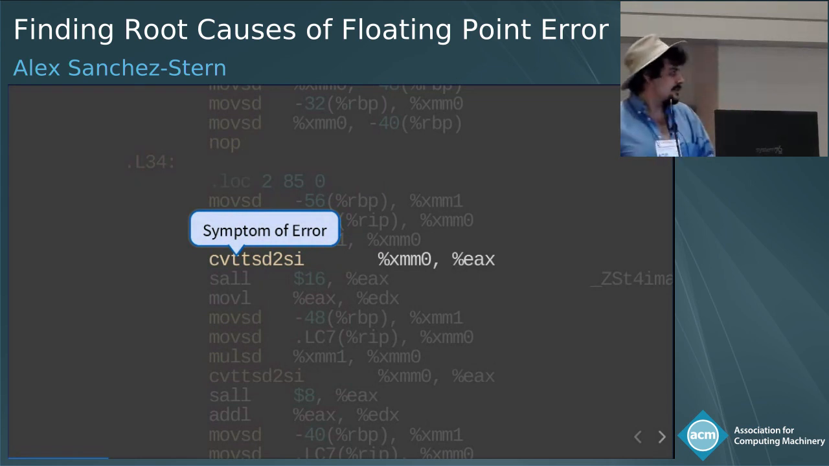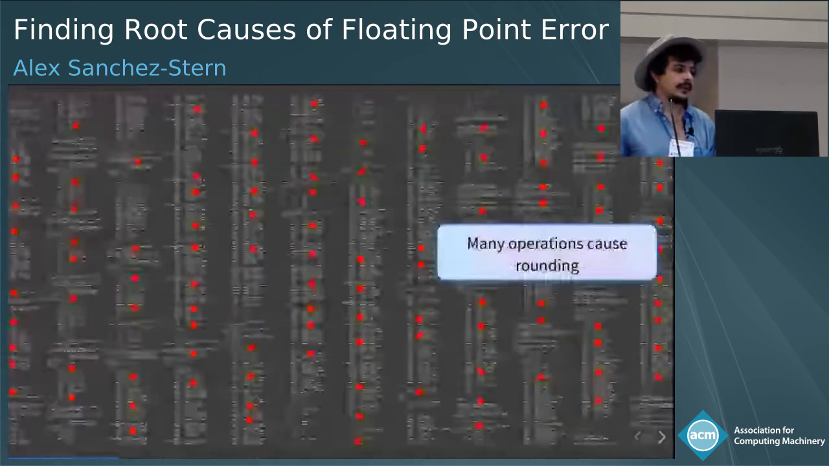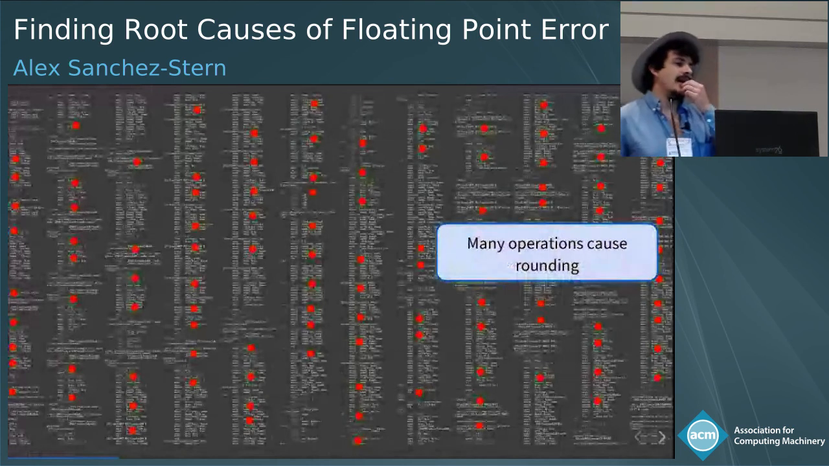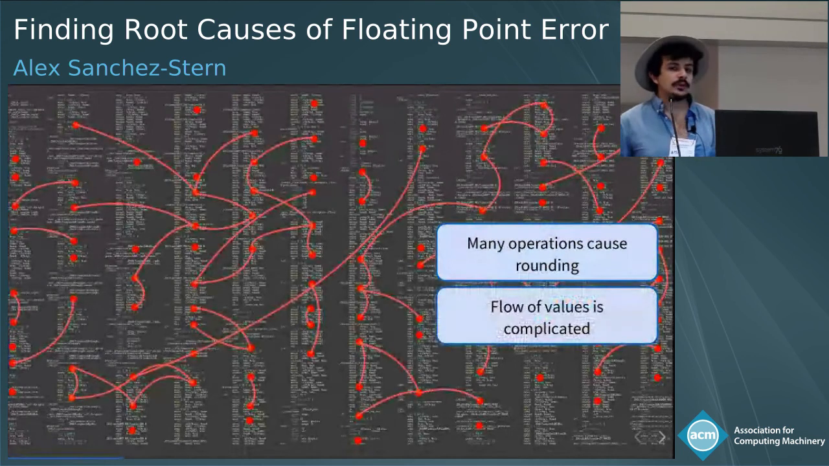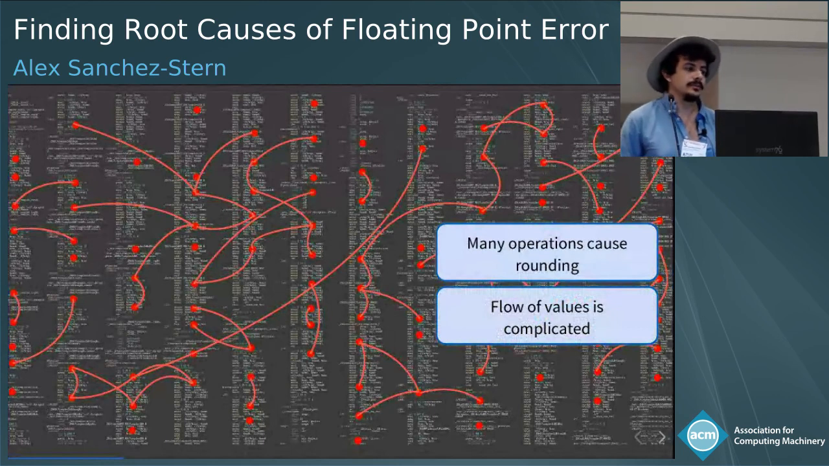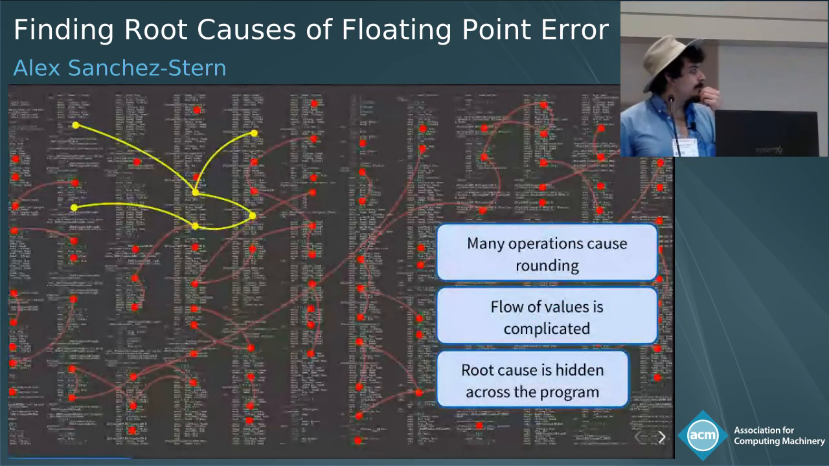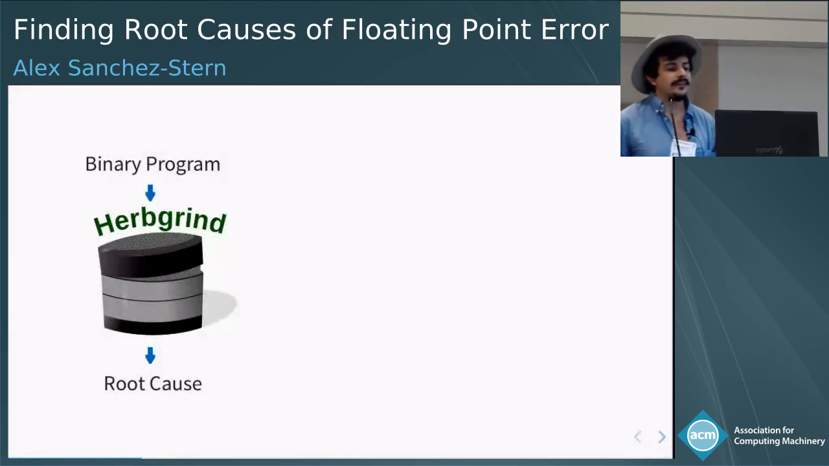Now, it turns out that there are actually operations all over this program that induce some amount of rounding, but most of them don't actually matter for the outputs that we care about. And these operations interact in really non-trivial ways. So the root cause of the error that we actually saw is hidden across the operations in this program. So we built a tool called HerbGrind, which takes in a binary program and produces a root cause of any floating point error in that program.